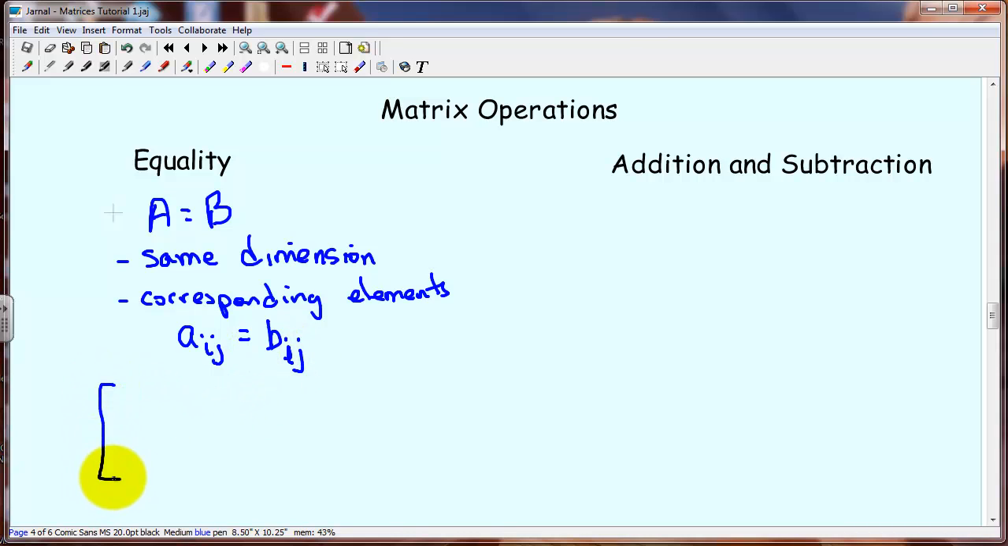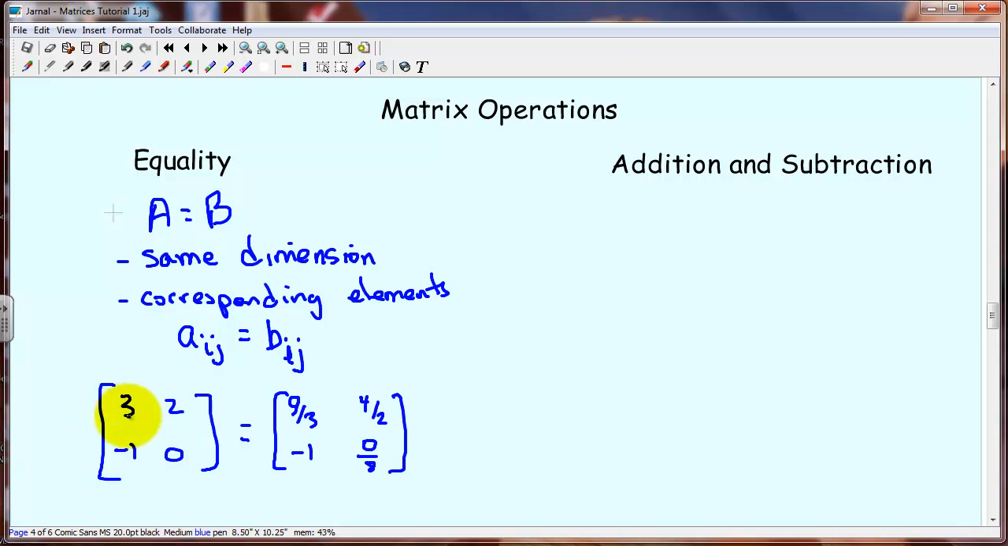For example, if we have the matrix 3, 2, -1, 0, and we're trying to see if that's equal to this one, maybe 9/3, 4/2, -1, and 0/8. For these to be equal, every position pair has to be equal. So 3 and 9 divided by 3 is 3, so those are equal. Those are equal, these are equal, and here this is equal. So those two matrices would be equal. If we change this one item here, these are no longer equal. They have to be completely identical.